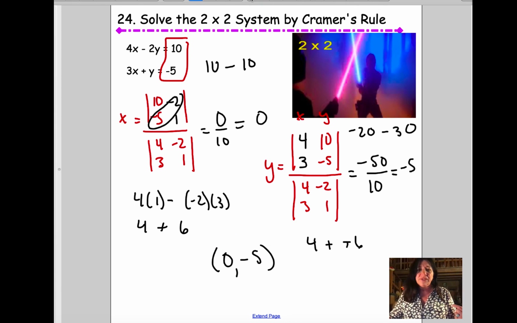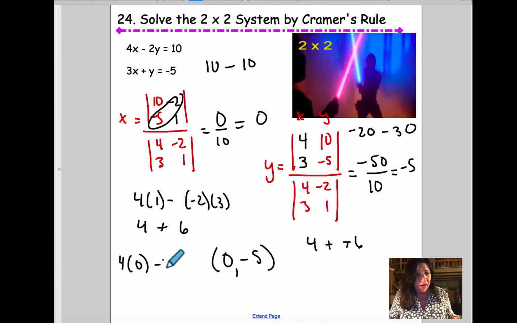Okay, that being said, this is my final exam. I want to make sure I get the right answer. And so you better believe I'm going to plug my values into my equation to make sure I get the right answer. So I'm going to start with the top equation. I'm going to go 4 times 0 minus 2 times y, which is negative 5. Does that equal 10? Let's see, 0 minus negative 10, so that's 10. Does 10 equal 10? Yes.